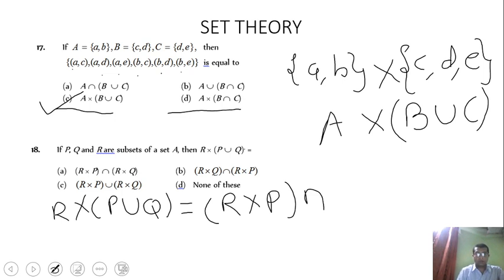R cross P union, it will become an intersection. Then we get R cross Q, R cross Q. Therefore the correct option is R cross P intersection R cross Q.